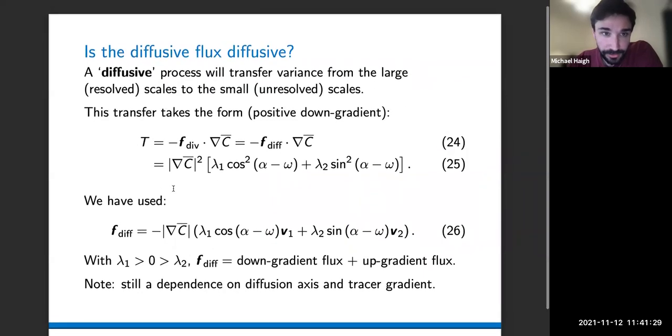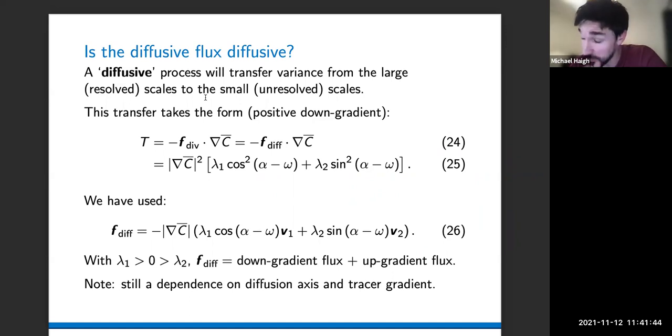So this leads us on to the question of whether or not this diffusive flux is actually diffusive. Up until this point, I've been using the word diffusive to refer to a process which transfers variance between the large scales and the small scales, whereas more classically, diffusive is used to specifically refer to processes which transfer variance down gradient from the large scales to the small scales.